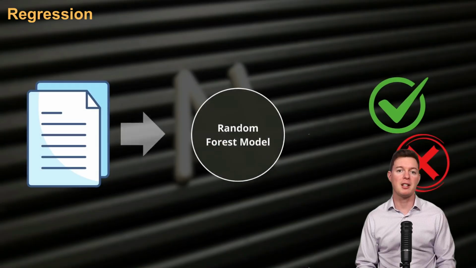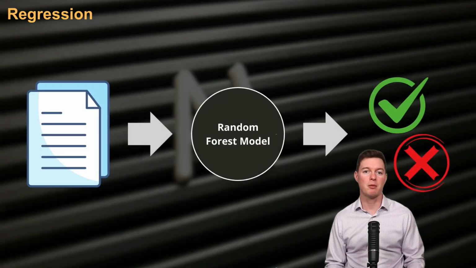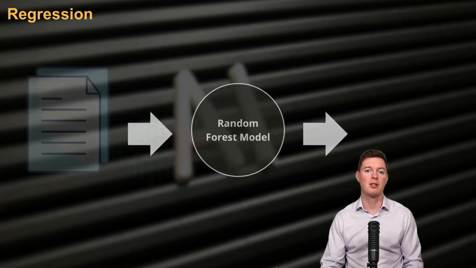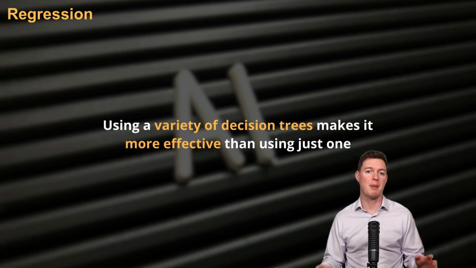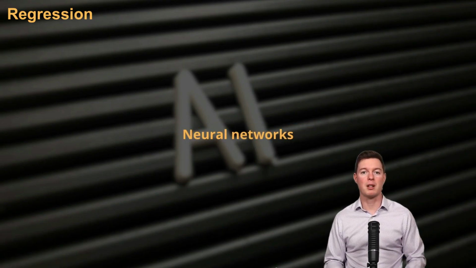Then you run your data through all of them, tally up the results, and see how many resulted in a yes or no prediction. The majority wins. Using a variety of decision trees makes it more effective than using just one. Next are neural networks. Neural networks are inspired by the brain.